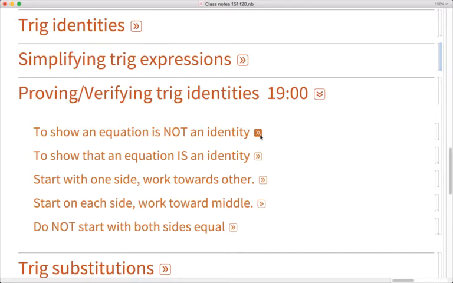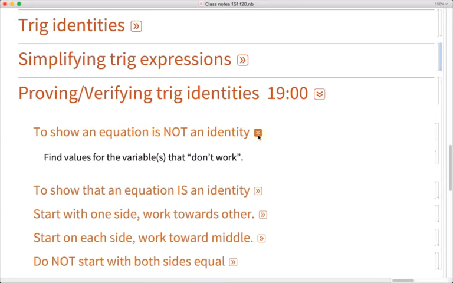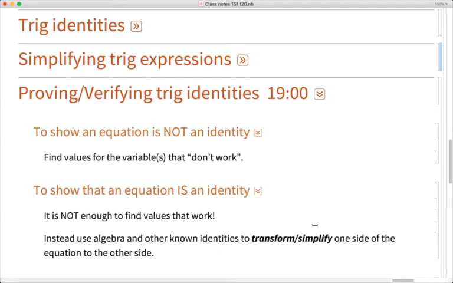So remember, to show an equation is not an identity, all you have to do is find a single number that doesn't work in that equation. I bring up that reminder just to tell you that on the flip side, if you're trying to show that something is an identity, it's not adequate simply to find a value that does work.